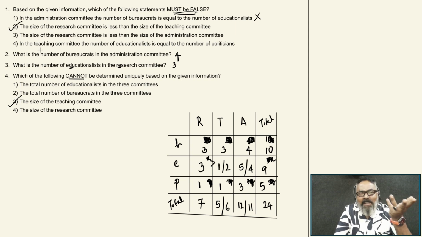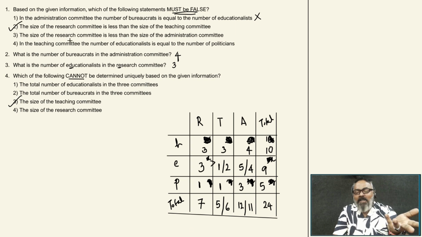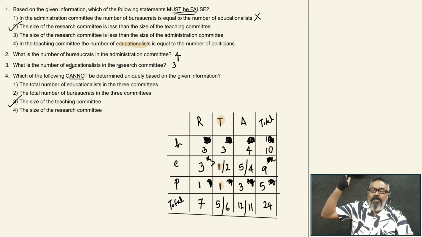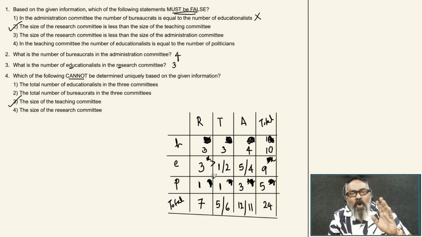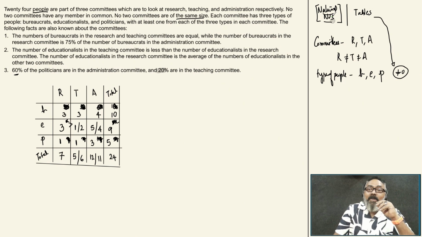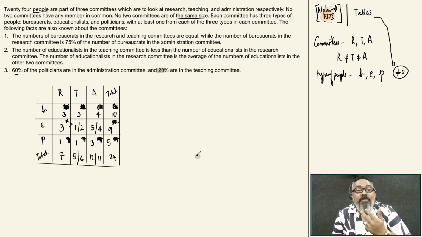We could check the rest for fun, but at this point in time, we can just take the marks and go on. But we'll still check. The size of the research committee is less than the size of administration committee, which is absolutely true. And the last one, in the teaching committee, the number of educationalists is equal to the number of politicians, which is actually possible. There you have it. So, what we did was to use the idea of natural numbers to make life very, very easy.